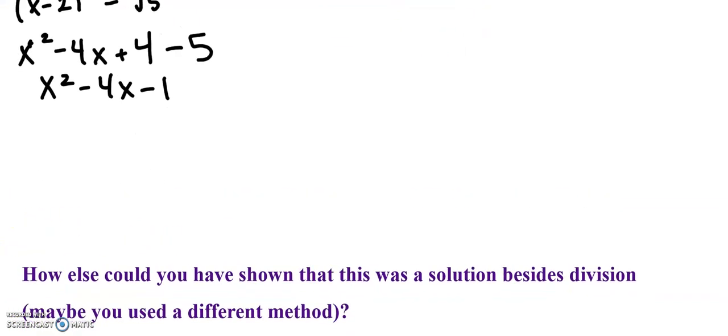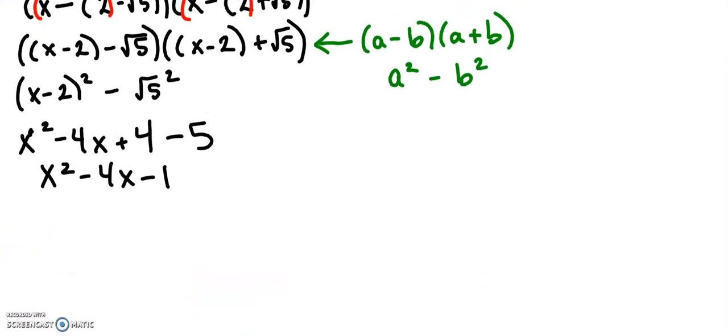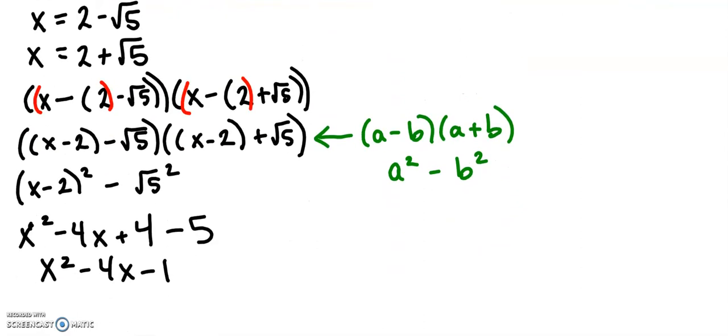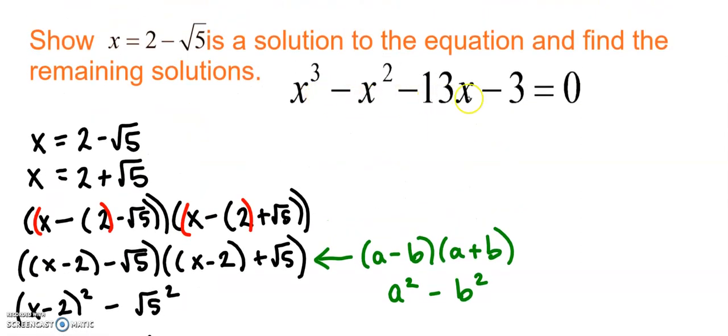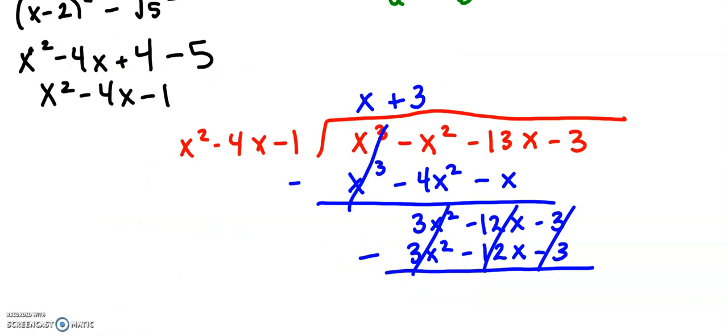Okay? So what I would like you guys to do, call me crazy, is divide x squared minus 4x minus 1 into this cubic. Go ahead and put me on pause.